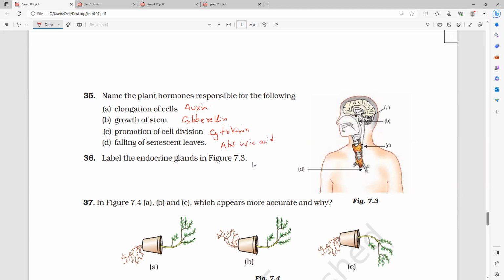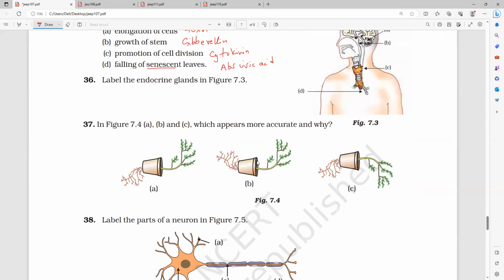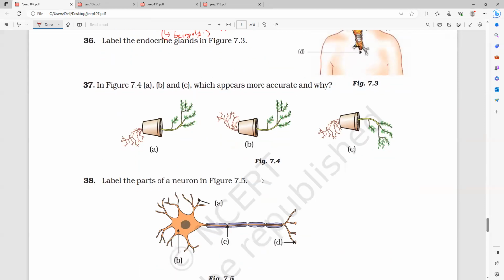Otherwise they have given it one by one as questions. So just make a note. These four hormones are very, very important. Please make sure you know all their importance also. Please write it. And what is the meaning of senescent? Being old. So falling of old leaves, who will be taking care? Abscisic acid, ABA. That is what.